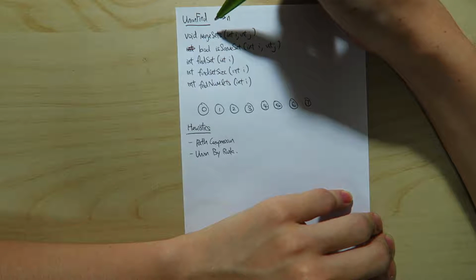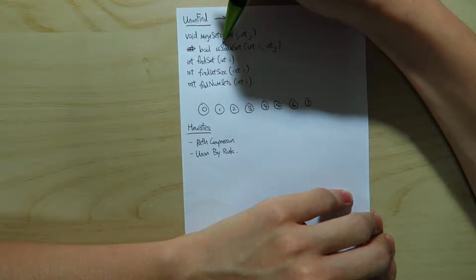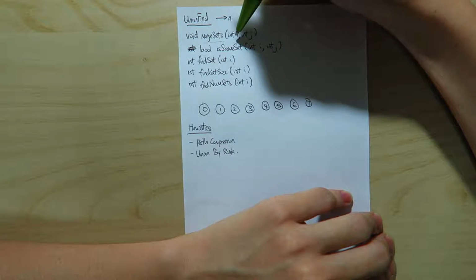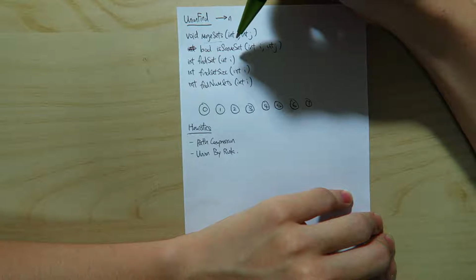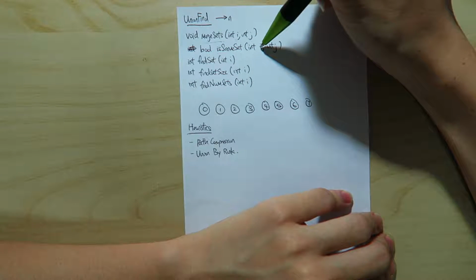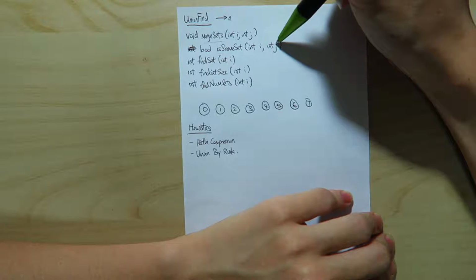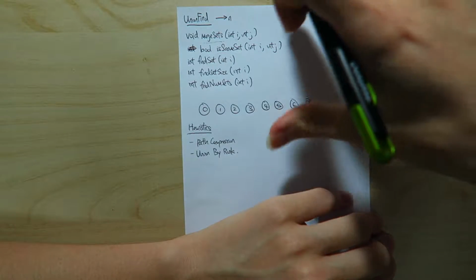And for union find, we want to support actually two main functions. The first one is called merge sets. Merge sets takes two elements, i and j, and merges the set containing i as well as the set containing j. And then the next main function is same set, whereby we find the set containing element i and find the set containing element j and see whether they are the same set, right?